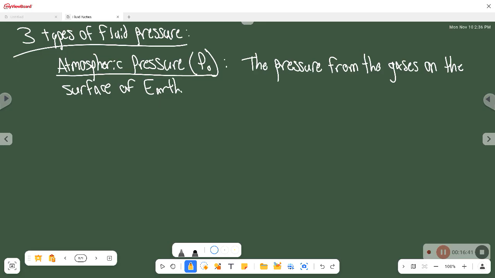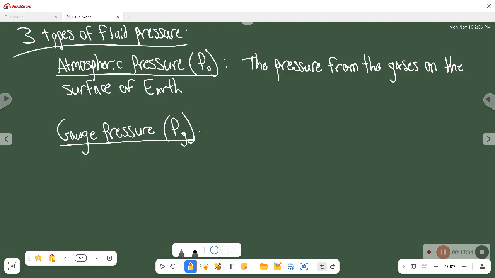At sea level, our atmospheric pressure is about 101 kilopascal. And that changes depending on how high up you are above sea level. So there is less pressure if you were to go to, say, Colorado, which has a high elevation. But at sea level, it is 101 kilopascal.